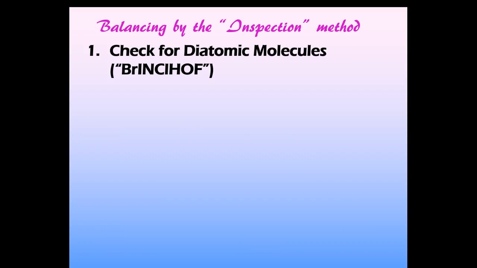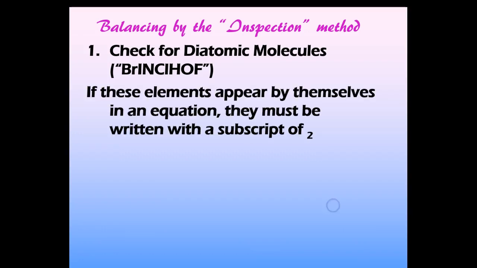Just looking at and going left to right to balance the number of atoms on each side. The first thing you want to do is check for diatomic molecules, those things that come in packages of 2. For instance, bromine, chlorine, hydrogen, oxygen, fluorine. We use the Brinkelhoff mnemonic to remind us of those elements. They have to be shown with a subscript of 2 if they're an element.